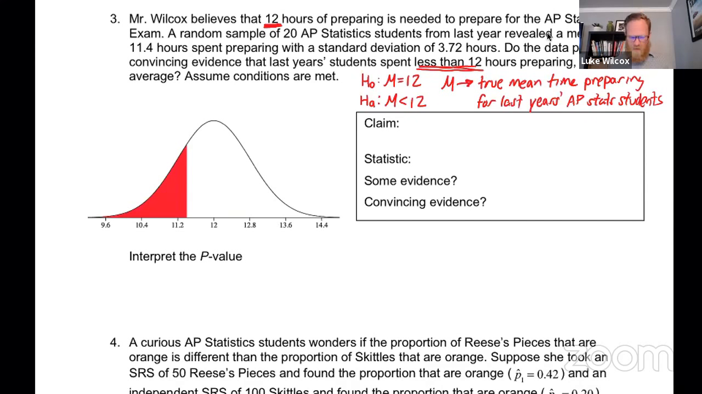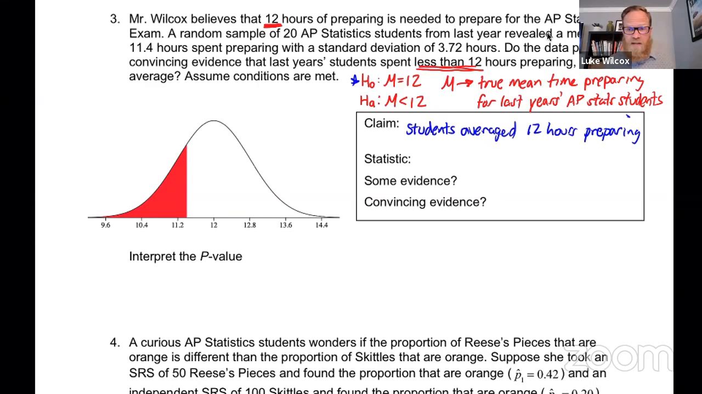Okay, so let's jump into our 4 questions here. The first one is the claim that we're going to assume to be true in order to come up with our distribution here. And we know that that's going to be the null hypothesis. So it says that the mean is 12. So I'm going to say here the claim is that students averaged 12 hours preparing. Okay, that's the claim that we're going to assume to be true, that 12 is actually the true mean for the whole population of all AP Stats students.